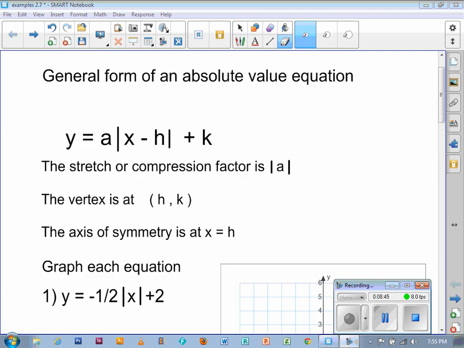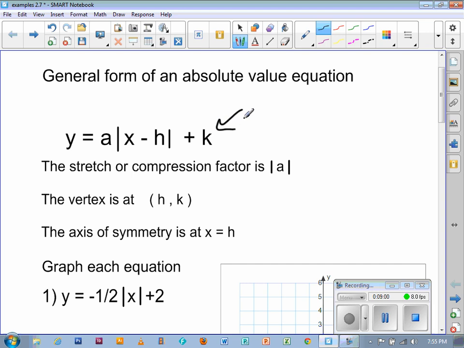Okay, welcome back. Now what we're going to do is actually graph absolute value functions by plotting points. Just to review a little bit, this is the first page of your notes. This is a general form of an absolute value graph right here. You've got y equals a times the absolute value of x minus h, plus k. Remember, the a term right here is going to affect the shape of your graph and the direction. If a is between 0 and 1, it will be compressed. If it's greater than 1, it's going to be stretched vertically.